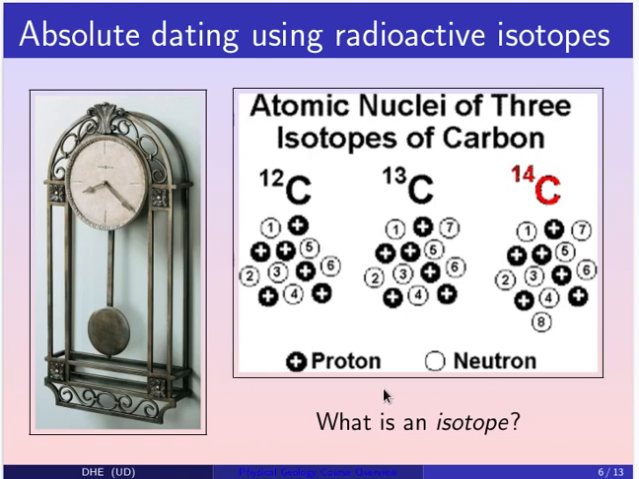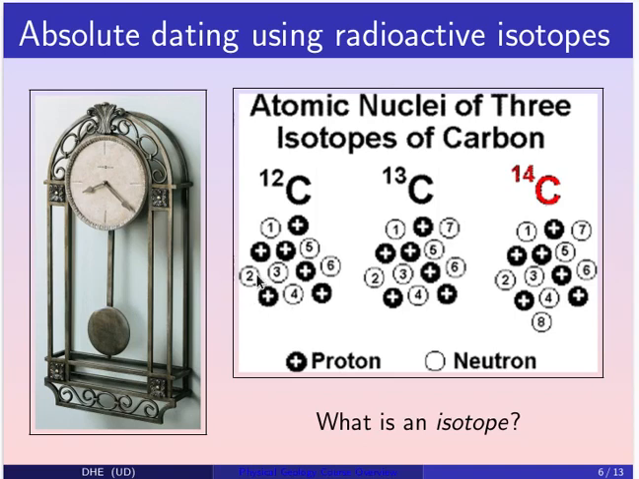So let's see if we can narrow this down. All three of these are carbon nuclei. If we look at carbon, it has 1, 2, 3, 4, 5, 6 protons. Protons are positively charged in the nucleus of the atom. That 6 protons determines that it's carbon. Every carbon has 6 protons or it's not carbon. But it can have a different number of neutrons. Neutrons are neutral, no charge.